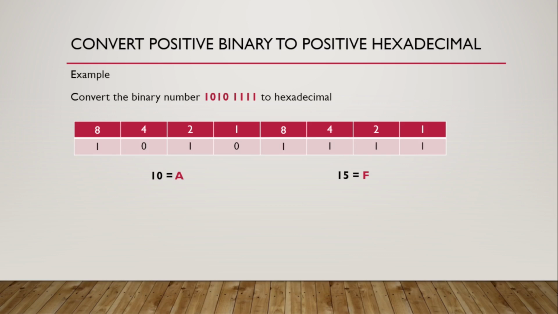For the first table, when we add the values on the first table, we are going to get 15. And 15 is equivalent to F in hexadecimal. And for the one on the left hand side, we are going to get a 10. And 10 is equivalent to A. Hence, the binary number 10101111 is equal to the hexadecimal number AF.